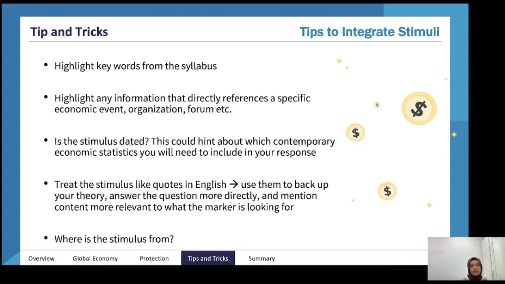Where is the stimulus coming from? Does it have a little reference? Is it coming from the World Bank? Is it coming from the Australian Bureau of Statistics? Where is it coming from? Try to figure that out. Try to use that information to help guide you in terms of what you should be writing.